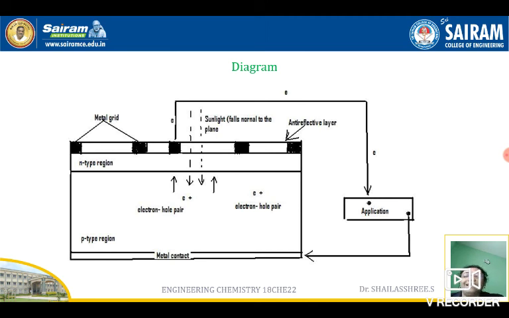So when the sunlight is falling on the PN junction, you know very well, we already discussed in the previous class, solar energy consists of small pockets of energy called photons. So when these photons fall on this PN junction, that is, when this energy falls on the PN junction, what happens?